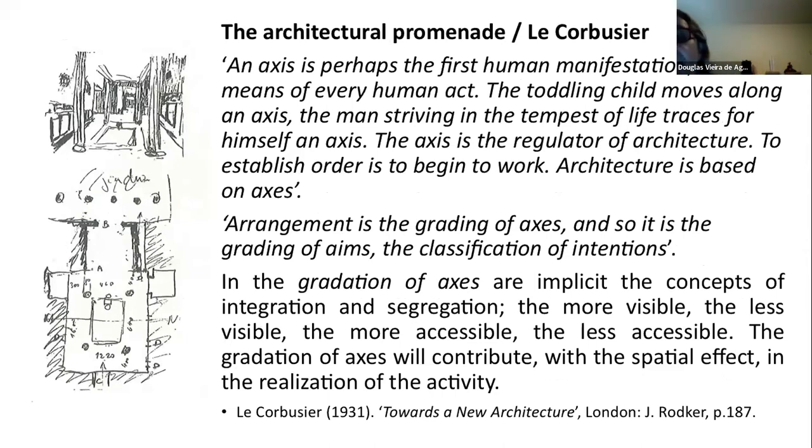I also asked the help of Le Corbusier. Le Corbusier and the architectural promenade, he says, an axis is perhaps the first human manifestation. It is the means of every human act. The toddling child moves along an axis. A man striving in the tempest of life traces for himself an axis. An axis is the regulator of architecture. To establish order is to begin to work. Architecture is based on axis. Arrangement is the grading of axis, and so it is the grading of aims and the classification of intentions.